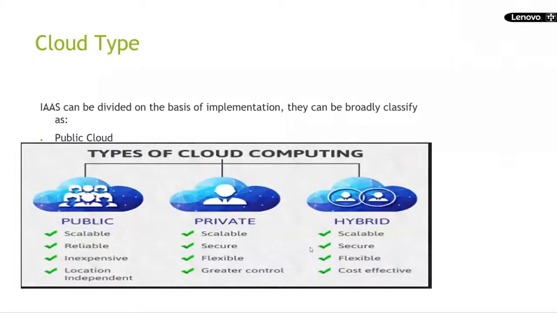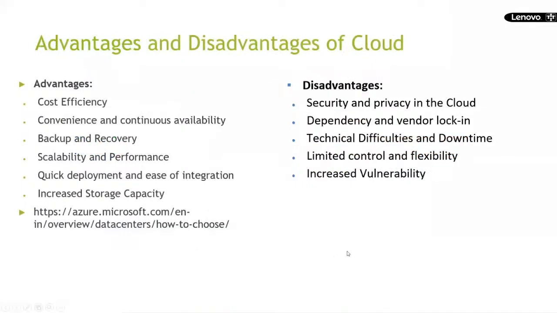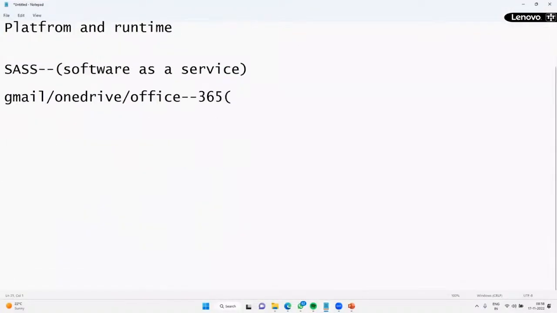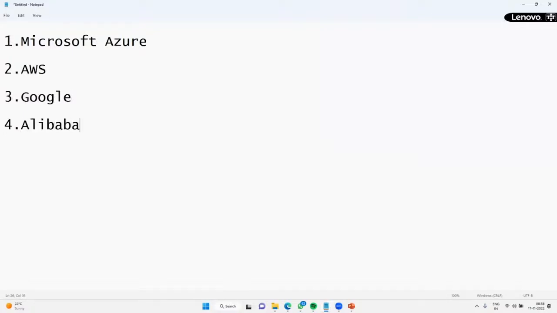Next, as you already know, there are multiple cloud vendors providing cloud computing technology. First is Microsoft Azure. The other is AWS. The third is Google. The fourth is Alibaba. The fifth is Oracle Cloud. The sixth is IBM Bluemix. The seventh is OpenStack.